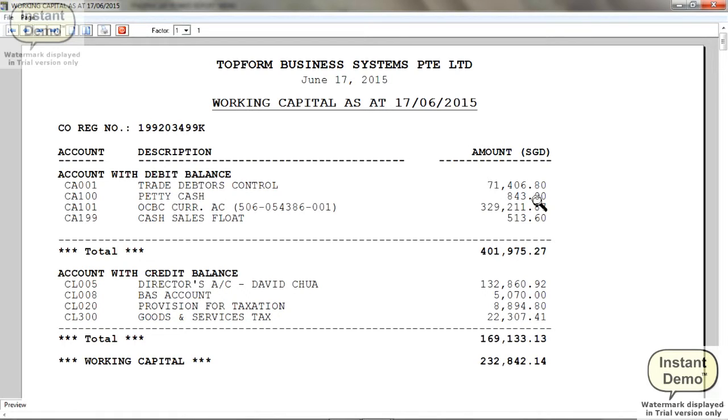In this case, you can see that you have got trade debtors, customers owing you money, about $71,000, some petty cash of $800, bank account of $329,000, and cash sales float. Now, here you have money owing to the director, $132,000, and intercompany account, provision for taxation, goods and services tax, paid on the total basis. So if you add up all your current liabilities, it gives you this amount of $169,000. Subtract that from the $401,000, which is your current assets. Then you have working capital of $232,000. So this working capital now gives you a clearer picture than just the liquidity ratio.